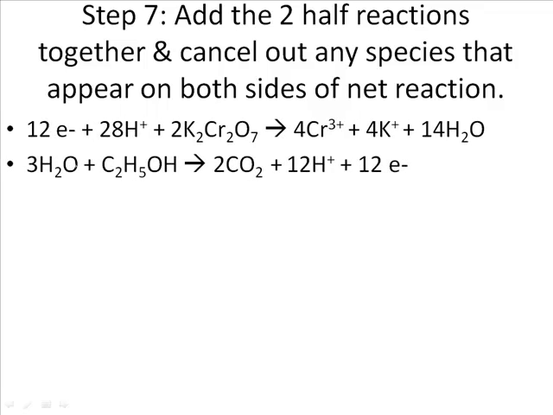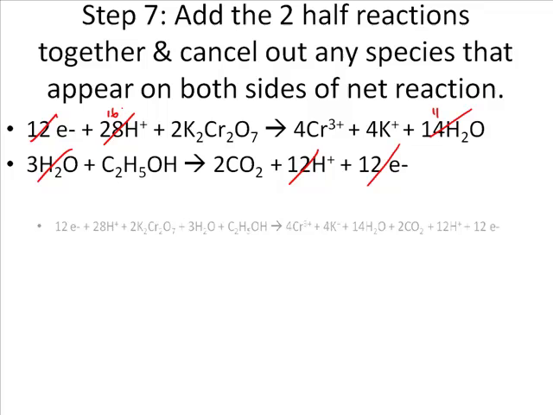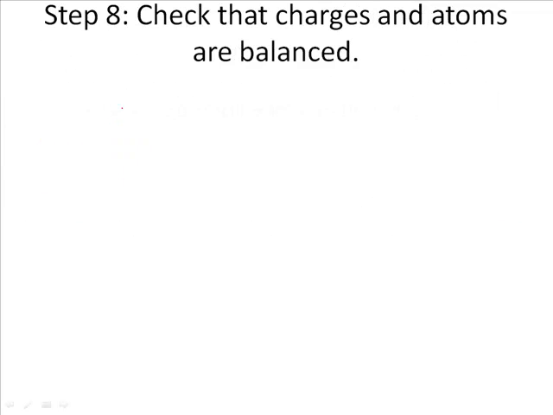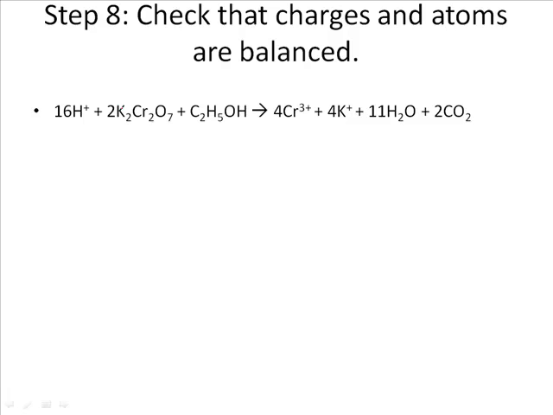So in this case, I know that these are going to cancel out. Waters are going to cancel out, except since they don't have equal numbers, they're just going to subtract from each other. So this becomes an 11. And the H's are going to cancel out. Again, since they're not equal, they're just going to subtract from each other, and we get 16. We add them out, we cancel them out, and we rewrite, and then we check to make sure that everything is balanced.